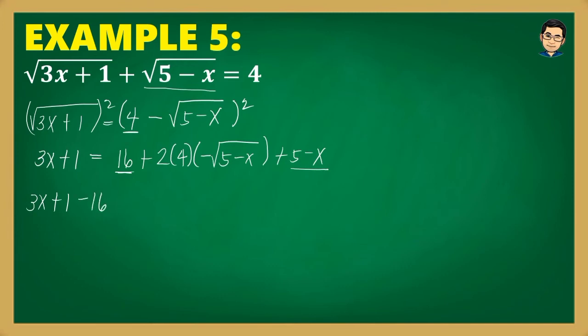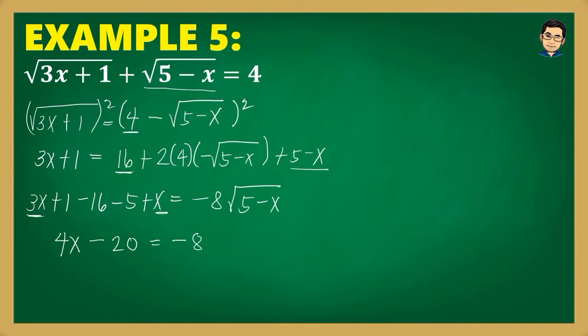minus 16 minus 5 plus x is equal to 2 times 4, that is 8, times negative square root of 5 minus x, so negative 8 square root of 5 minus x. And then, combine like terms: 3x and x is 4x, and then 1 minus 16 is negative 15, minus 5 is negative 20, equals negative 8 square root of 5 minus x.